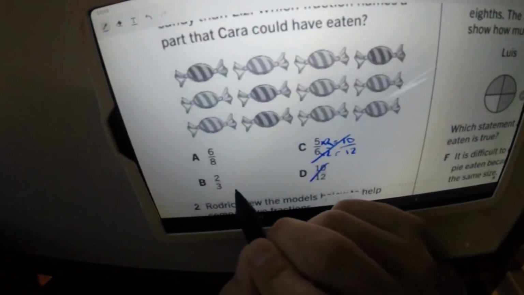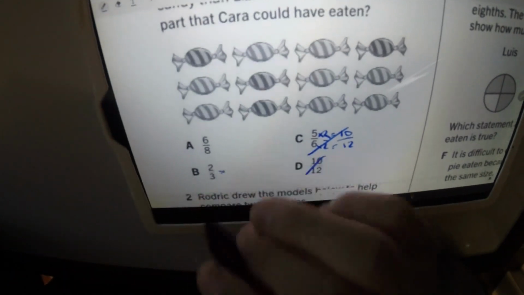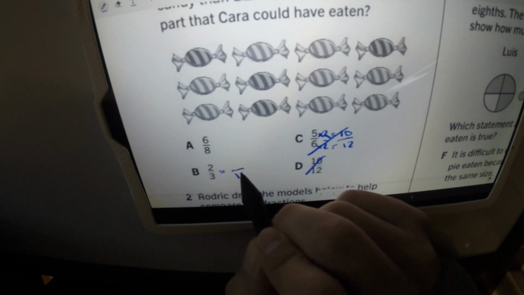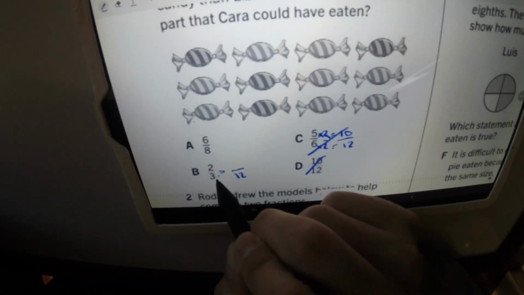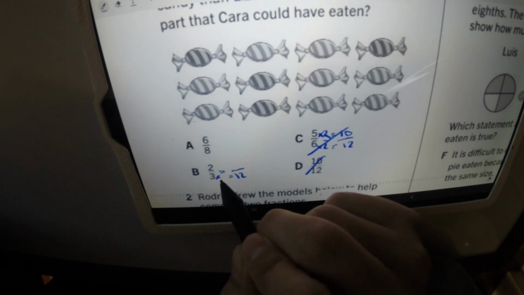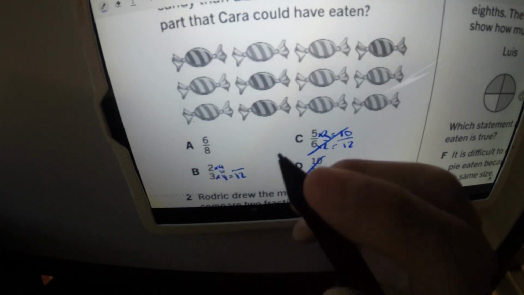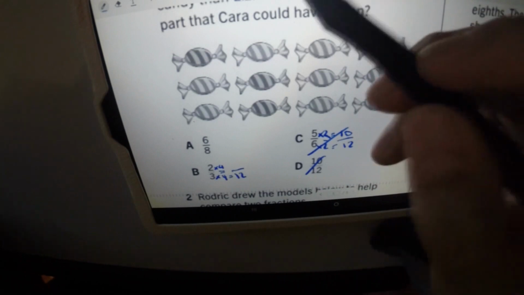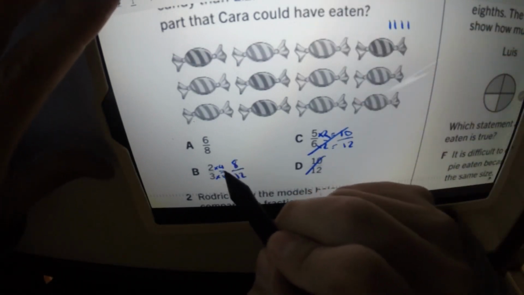Let's go to B. We want to make the bottom number, the denominator, 12. In order to get from 3 to 12, we have to ask: 12 divided by 3, or 3 times what equals 12? Do you know what it is? It's 4. So 3 times 4 equals 12, and we're going to multiply the top number as well. So 2 times 4: 2, 4, 6, 8. That's 4 times, right? So it's 8.